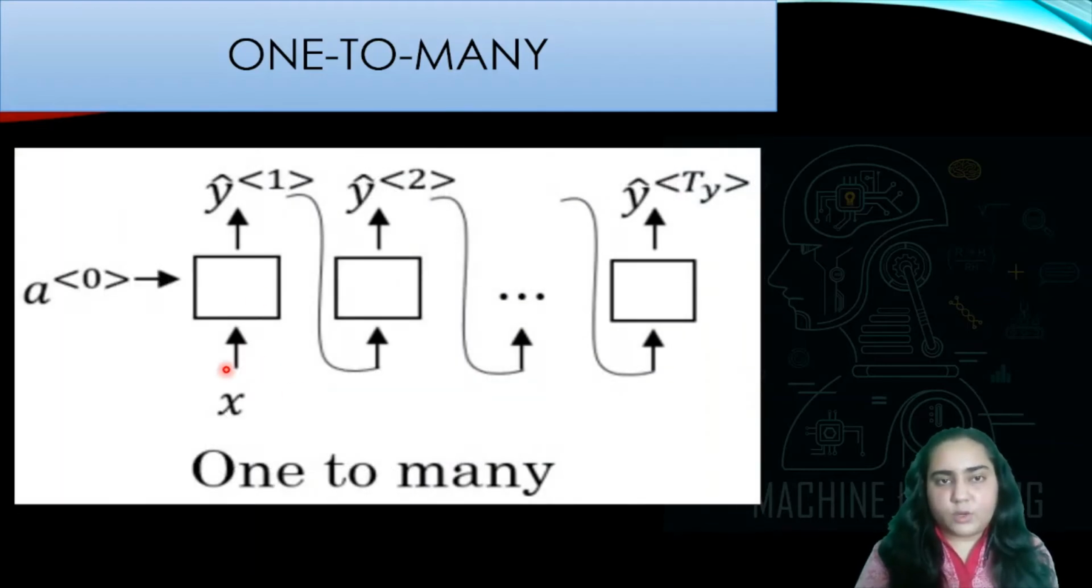So this is what a one-to-many looks like. So you have this is our X, this is our hidden layer, this is one output. And then this output is passed as the input to the next unit, which produces another output, and so on till you get your final output. And everywhere there is an activation function A involved.